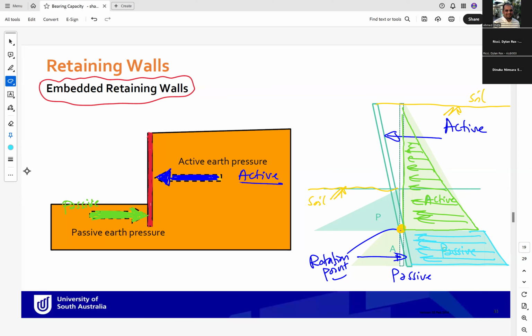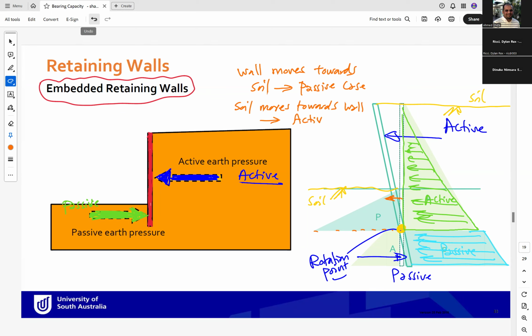So this is the soil from the right hand side. From the left hand side, the wall is pushing this top part. So if you have a look here, this part, the soil is pushing. Sorry, the wall is moving towards the soil. So when the wall moves towards the soil, this indicates that we have a passive case. When the soil moves towards the wall, this indicates an active case. So here the wall moved towards the soil, so we have a passive case up to the rotation point.